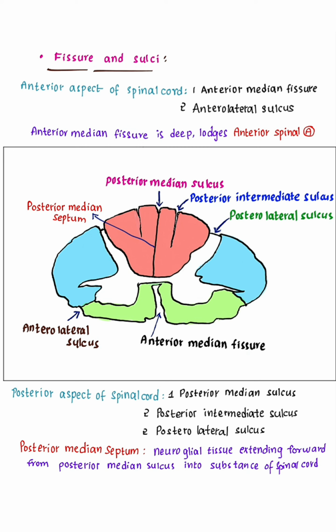The posterior aspect of the spinal cord presents one posterior median sulcus, two posterior intermediate sulci, and two posterolateral sulci. Posterior median septum. It is neuroglial tissue. It extends forwards from the posterior median sulcus into the substance of the spinal cord.